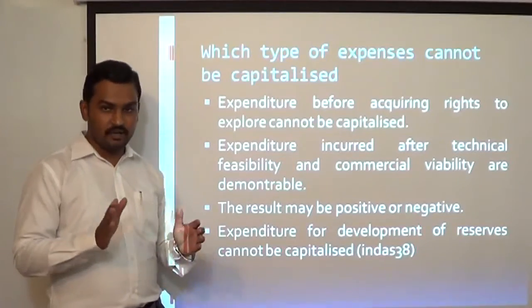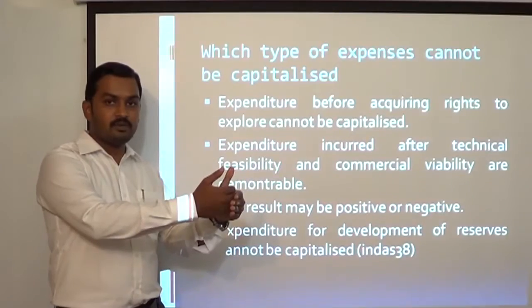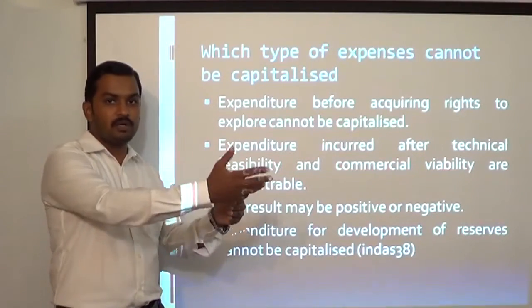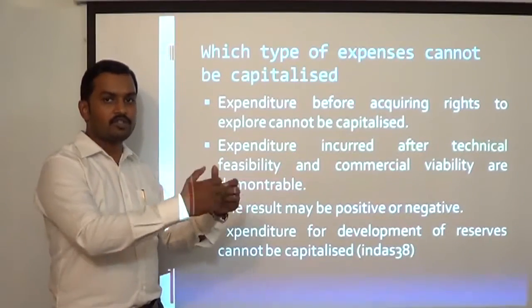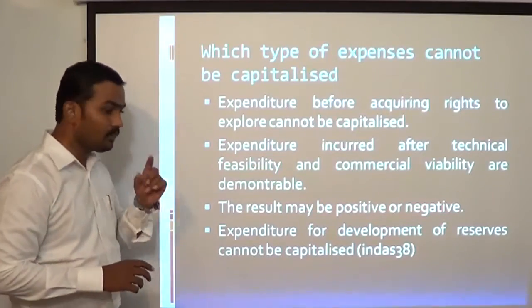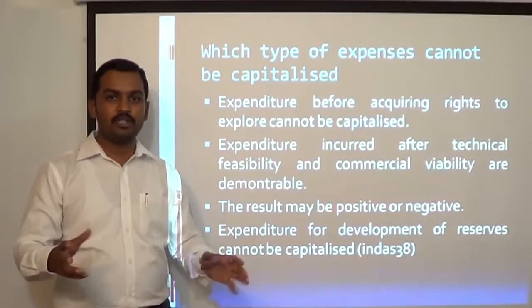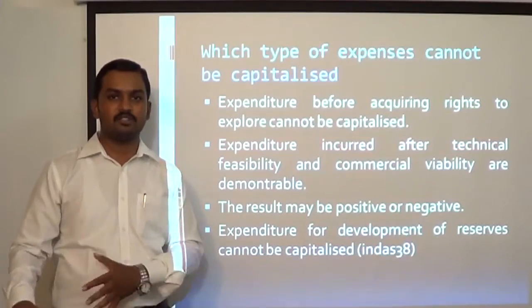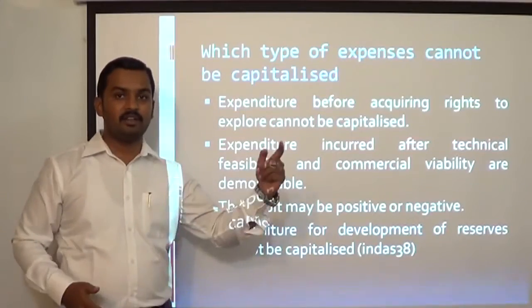But the standard says, from the day you have acquired the license till the day technical feasibility and commercial viability are demonstrable, till that day whatever expenditure is incurred can be capitalized. Once you are able to demonstrate technical feasibility and commercial viability, you cannot capitalize. Is it clear? Cannot capitalize. See, the answer is very simple. If it's a failure, then you have to debit it to the P&L account. The entire expenditure has to be debited to the P&L account. We call the asset impaired. If it is successful, then the development activity starts.